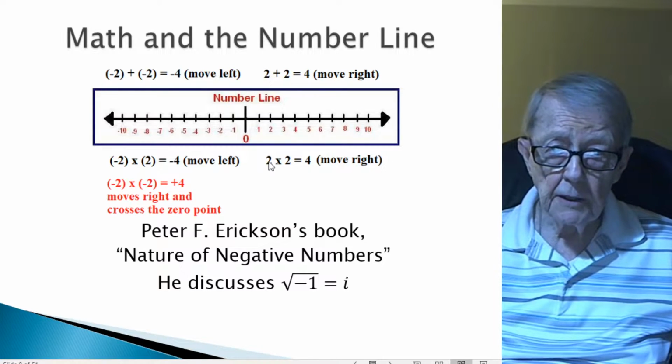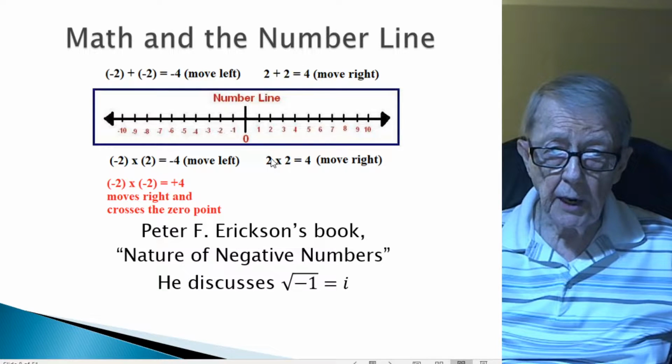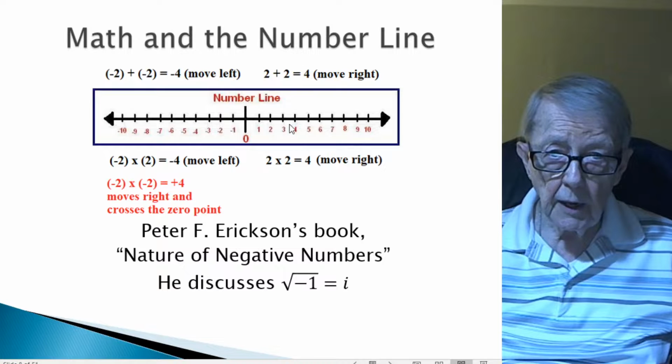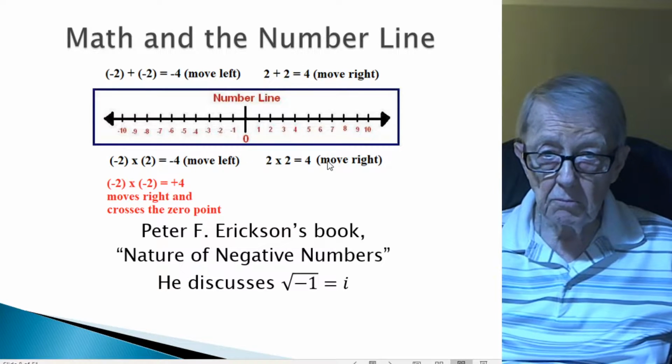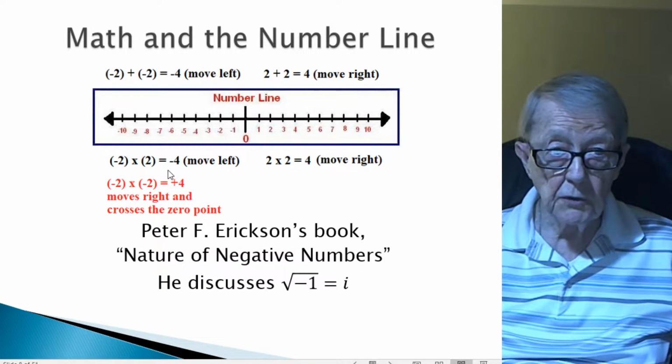Multiplication is a little bit different. It says take 2 and do it 2 times. Take 2 and do it 2 times. 1 time, 2 times is 4. You move right. 2 times 2 is 4.